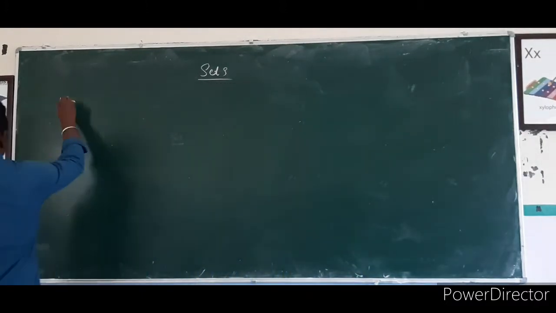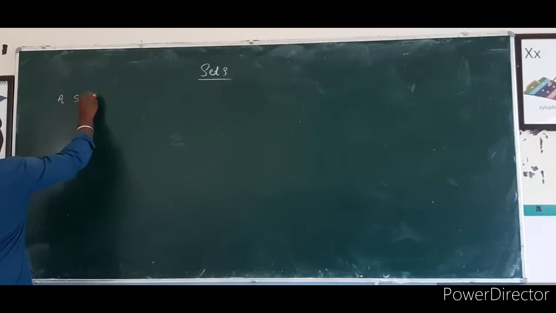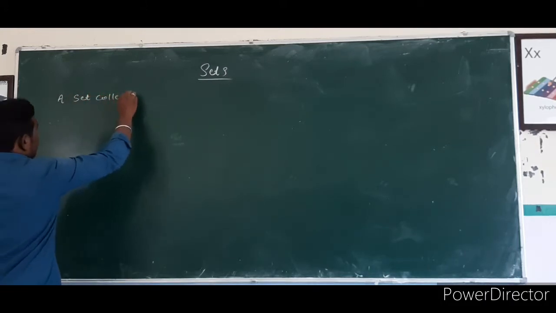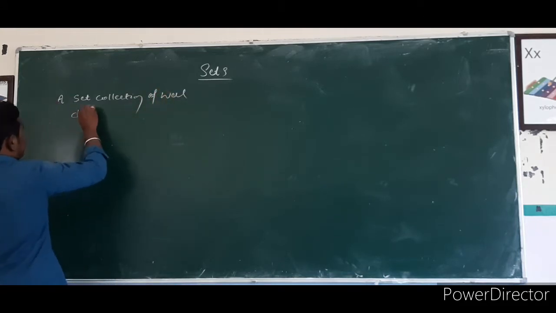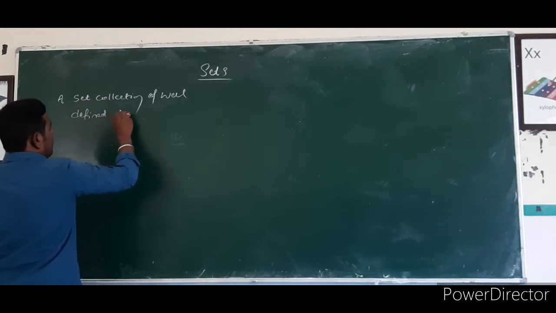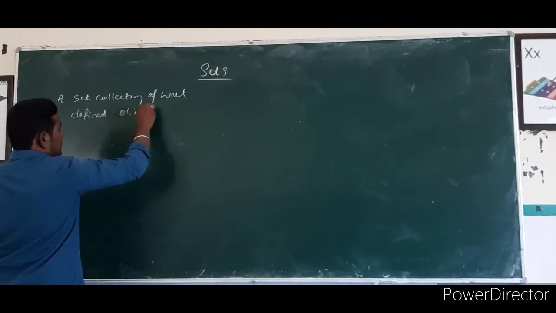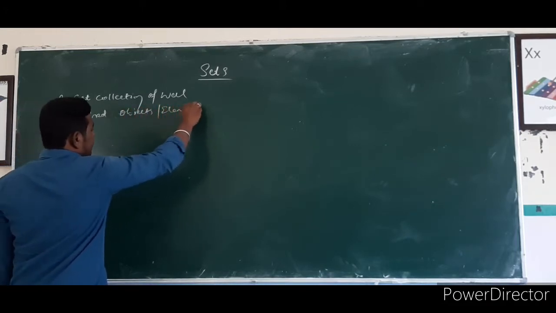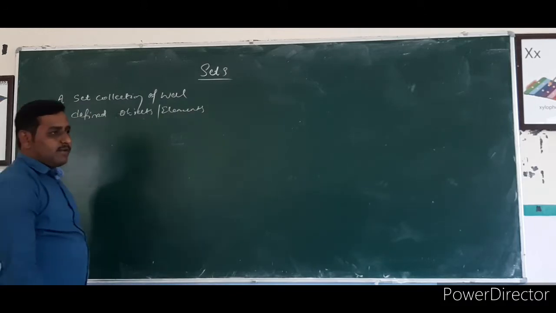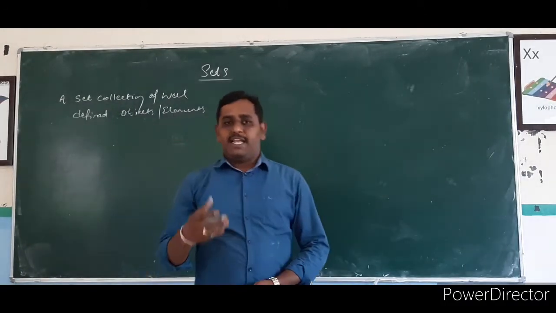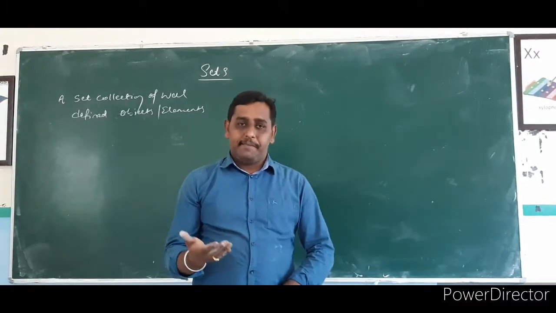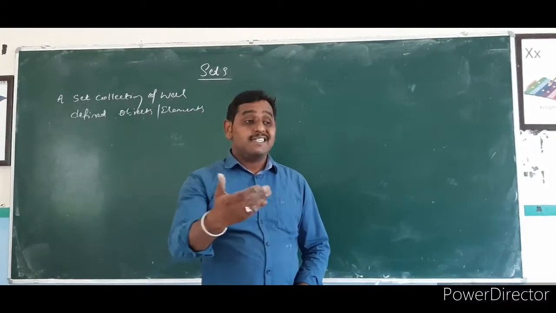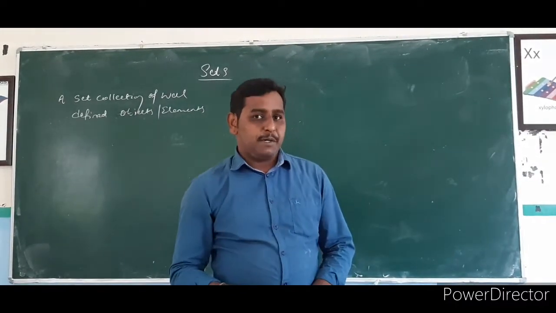A set is a collection of well defined objects. Well defined objects or elements. So for a best example for sets, select those who are interested in playing kabaddi in your class. So you can easily select. So that is well defined.